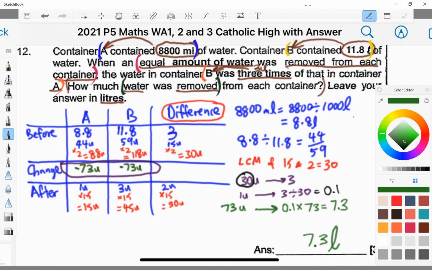Now, ladies and gentlemen, boys and girls, please be very, very careful, because sometimes they'll ask for the total amount of water removed from both containers. Okay, so please be very careful. So, having obtained 7.3 liters, have we found our answer? The answer is yes. So we have come to the end of this episode.